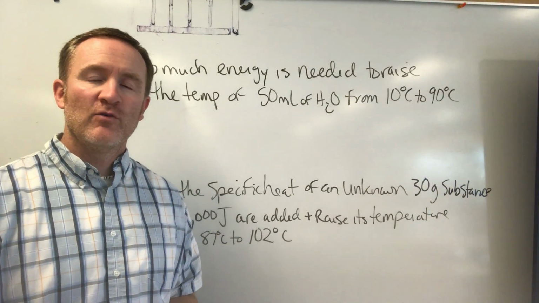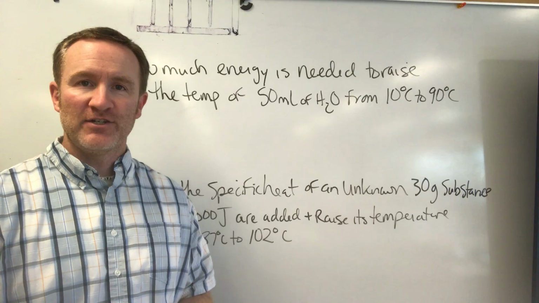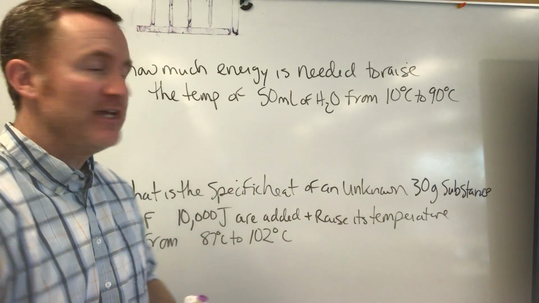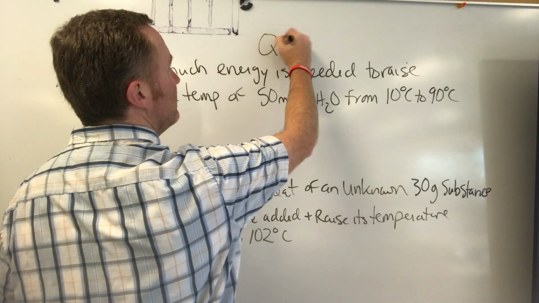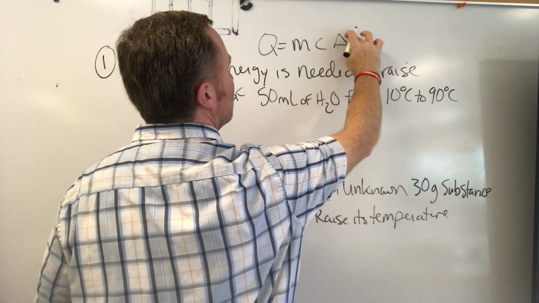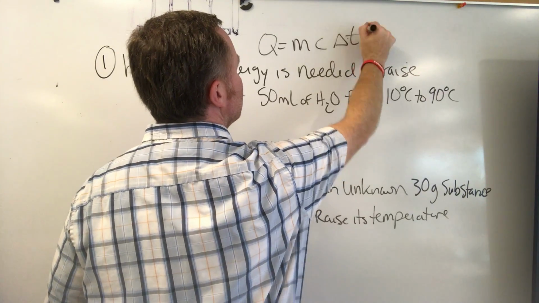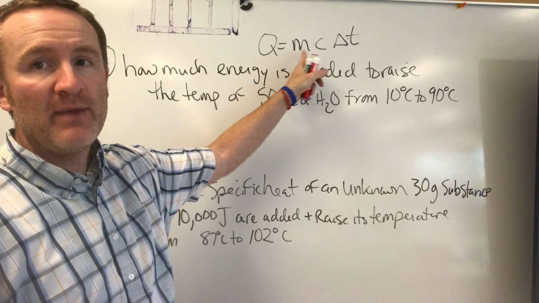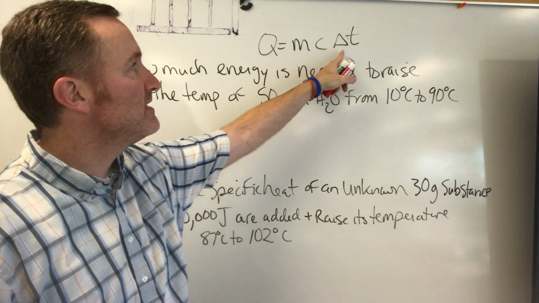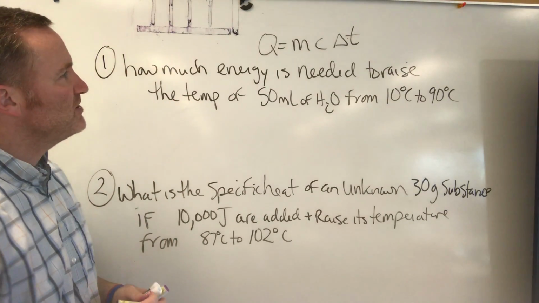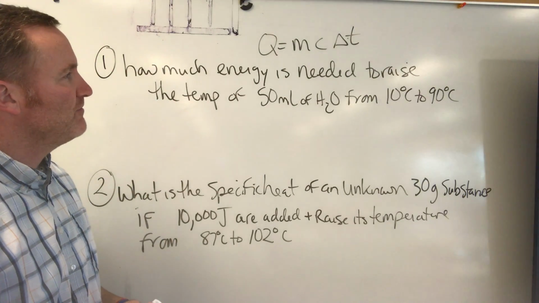All right, in this video, we're going to talk about heat calculations and specific heat. And so what we need to remember is the heat equation, Q equals mc delta T. Now remember, Q is our energy, m is our mass, c is our specific heat, and delta T is the change in temperature.